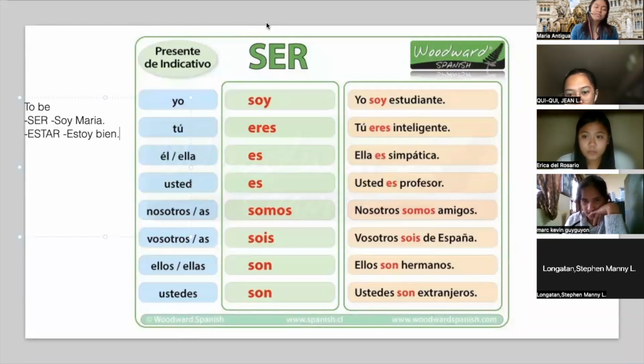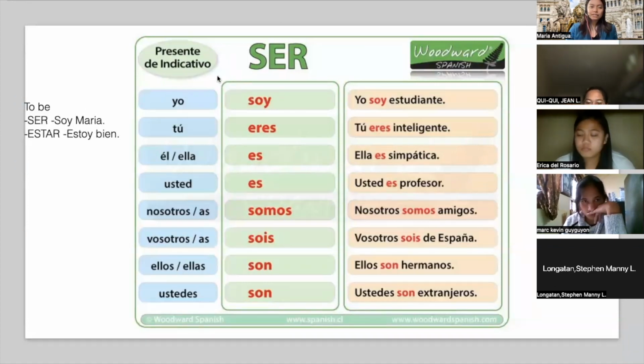Soy naman, no? I am Maria. You cannot change your identity. That's why you use that. That's one guideline, most often than not, or generally, but of course there are some other exemptions. Okay. Today we will be focusing on ser, okay, not estar.